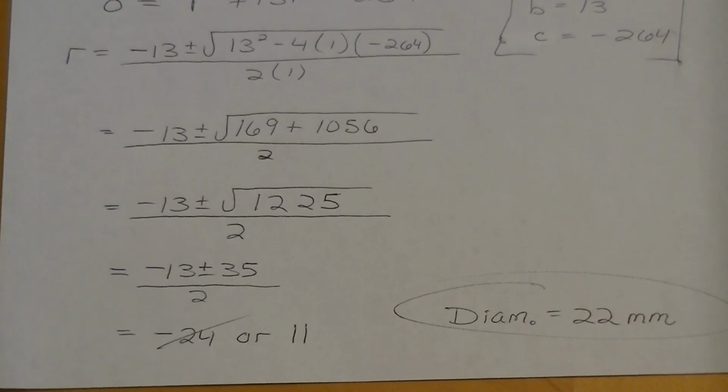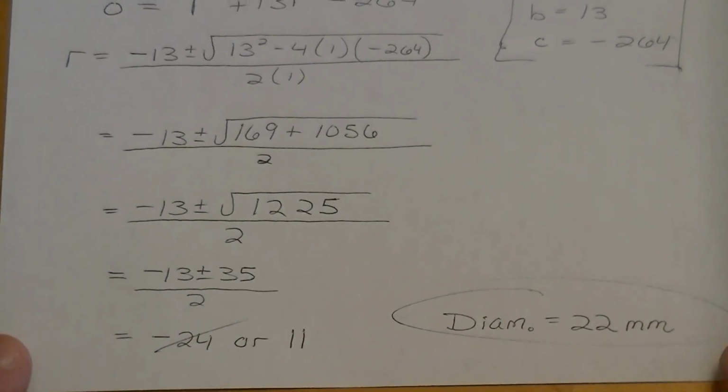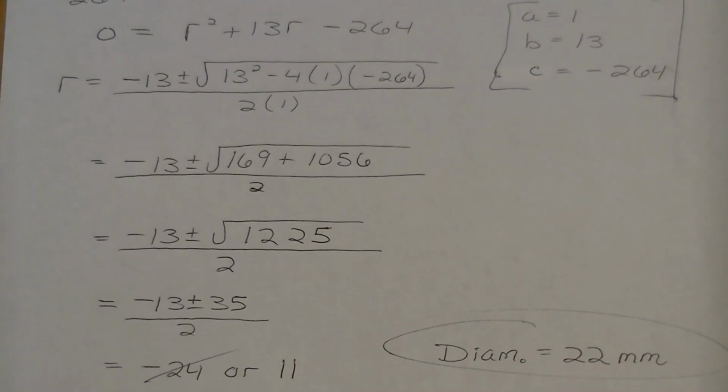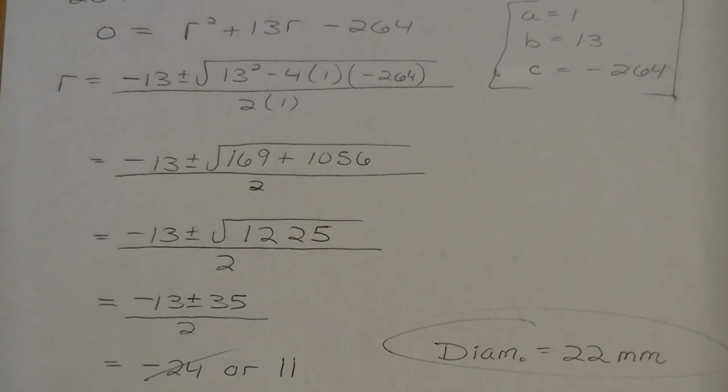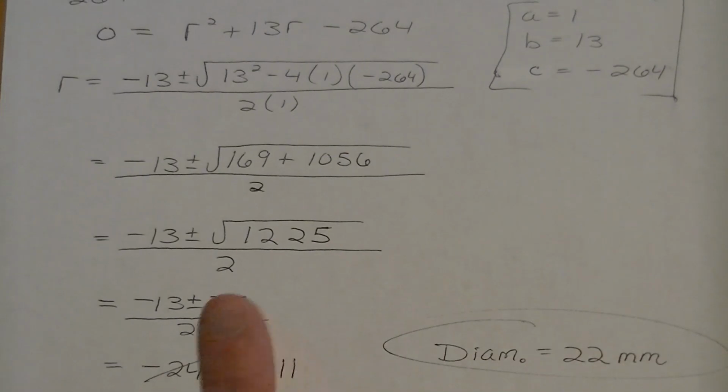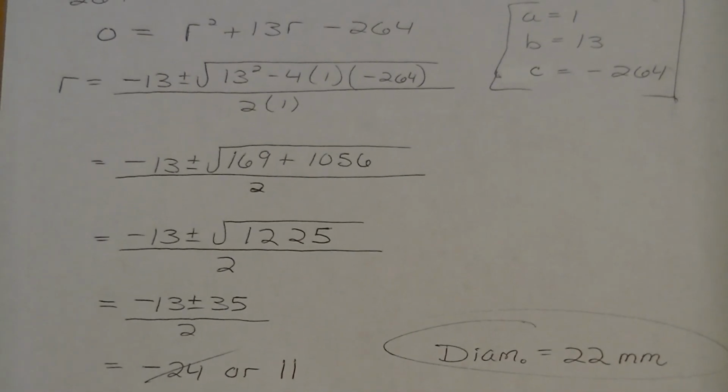So there's my quadratic formula work. With my A value of 1, my B is 13, and C is negative 264. Now, even if you didn't divide both sides by 2, you should still get the same answer in the end. So you can check your work against mine. Radius can't be negative, so the radius had to be 11, but the question was diameter, so that would be 22 millimeters. All right, hope you did well with that.